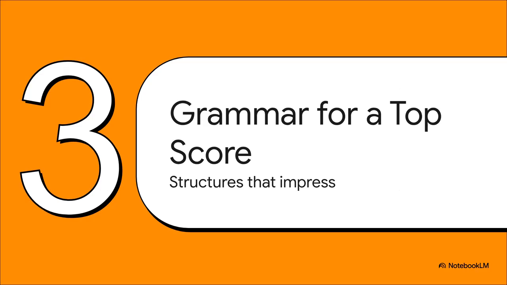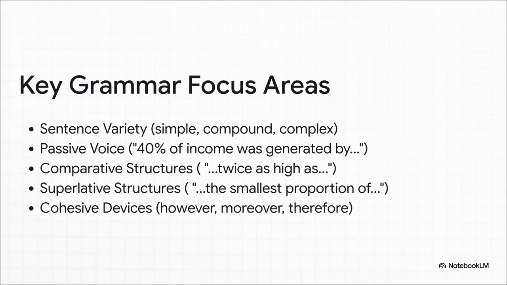Okay, so you've got the structure, you've got the vocabulary. The final piece of this puzzle is your grammar. See, a top score requires more than just sentences that are grammatically correct. It requires a range of different grammatical structures that really show off your English skills. These right here are the heavy hitters. Examiners are actively looking for these things. Can you write a simple sentence and then follow it up with a more complex one? Are you using comparatives like higher than and superlatives like the highest? And can you tie all your ideas together logically with words like however and moreover? Mastering these is pretty much non-negotiable for a band 8 or 9.